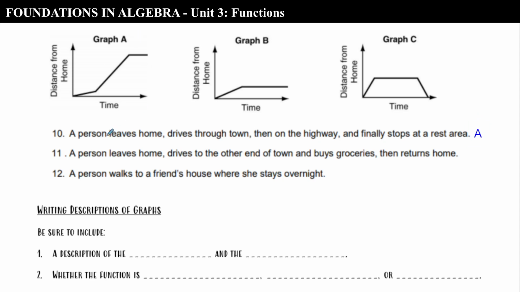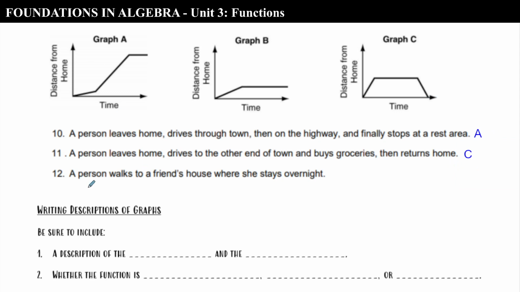All right, a person leaves home, drives to the other end of town, buys groceries, and then returns home. Well, that's like graph C, because if they drive to the grocery store, then they stop at the grocery store for a while they're buying groceries, and then they drive home, returning to where they started. So that would be graph C here.